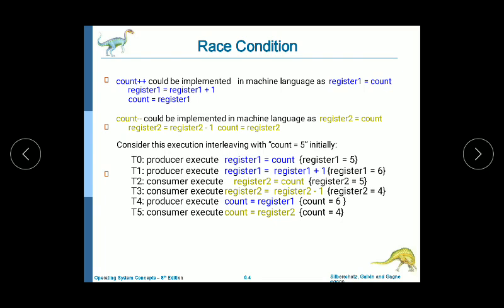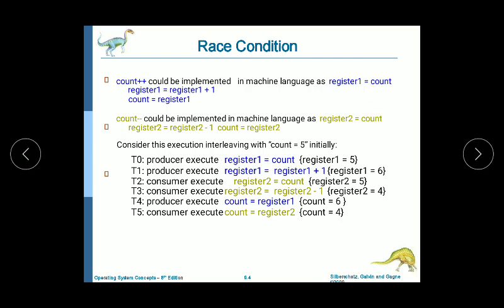Now let us consider the concurrent execution of counter plus plus and counter minus minus, which is equivalent to a sequential execution in which the lower level statements presented previously are interleaved in some arbitrary order. One such interleaving is shown here. Now consider the initial value of counter, which is equal to 5.